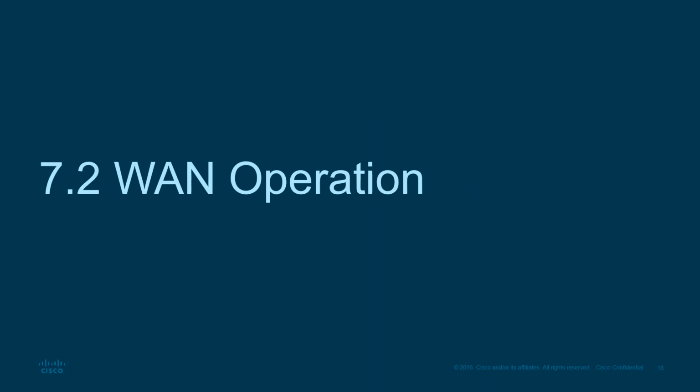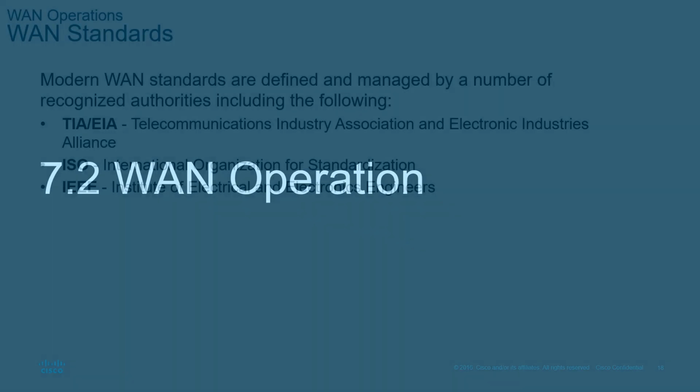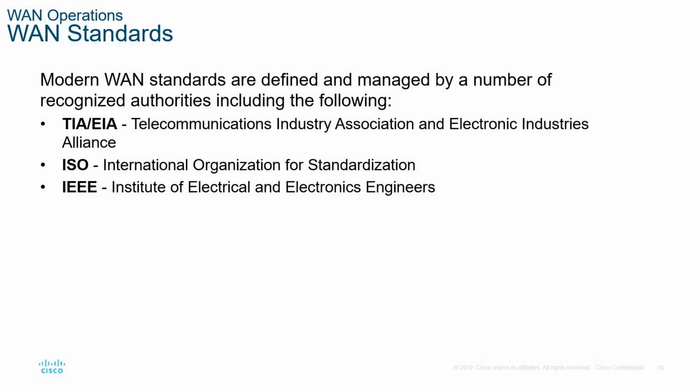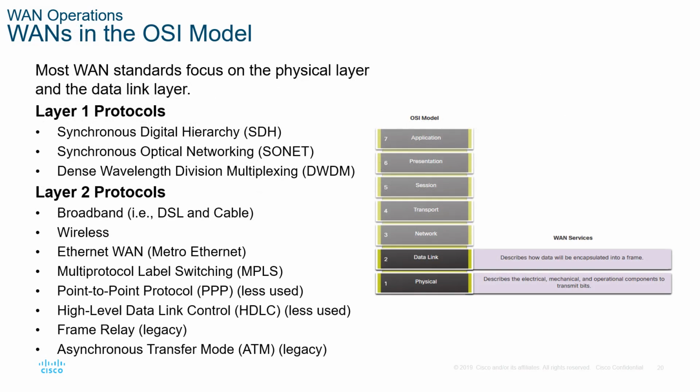So we actually have several different WAN operation standards. The governing groups are things like TIA, ISO, and IEEE. WAN technology normally operates at two different layers, layer 1 and layer 2. At layer 1, we're looking at things like SDH or SONET or some form of DWDM, or wavelength multiplexing. Or we could be looking at different layer 2 technologies: broadband, wireless, Metro E, MPLS. Those are the big ones. HDLC, Frame Relay, ATM, those are all older legacy technology. Metro E, Ethernet, MPLS, those are the more common layer 2 WAN connections.